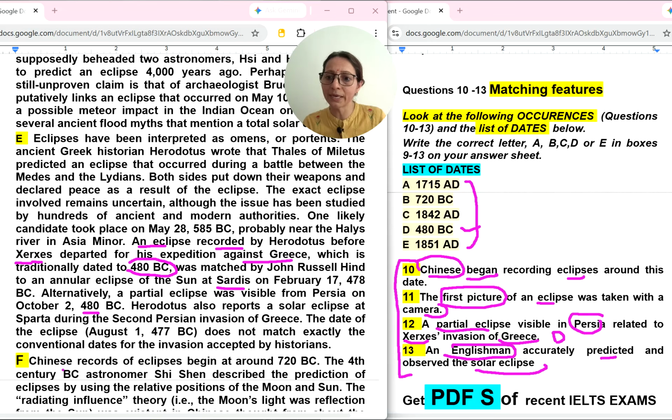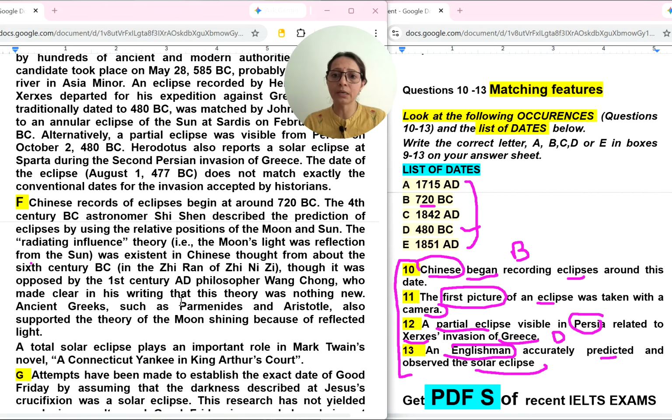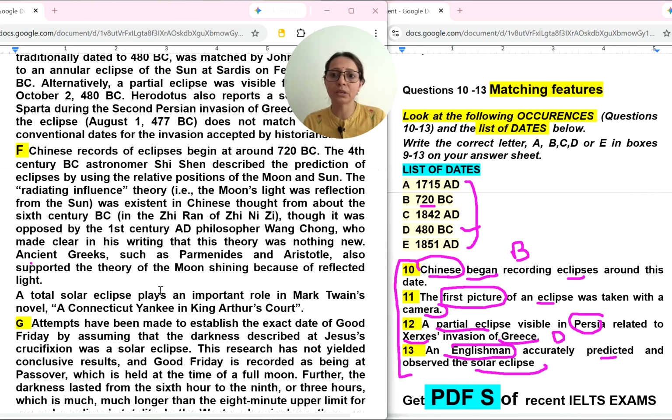We have got the Chinese word here. Chinese records of eclipse began at around 720 BC. Same sentence structure we have got. So the 10th number will come with B. Now coming to the next one, C, 1842. Let's move the page first. Let me clear everything here, then we will move. So it is very easy. It is too easy to get the answers with the help of these keywords.